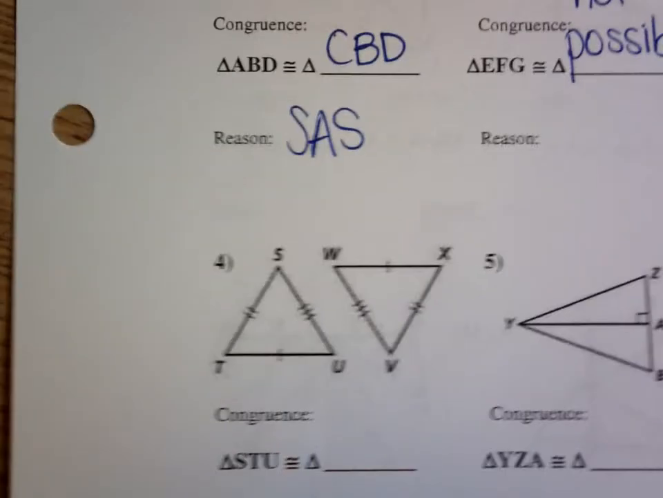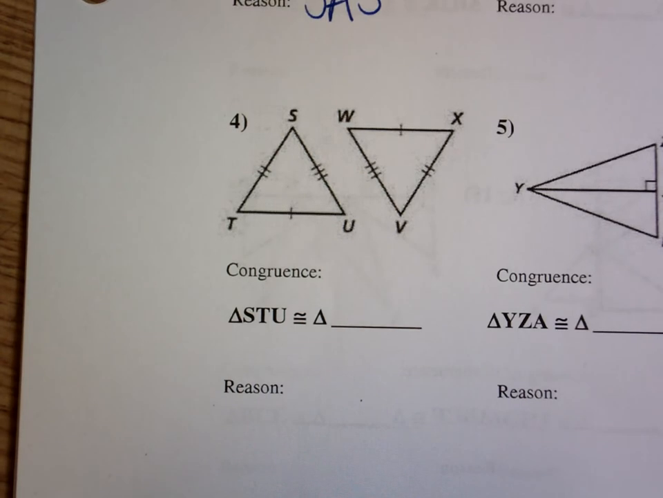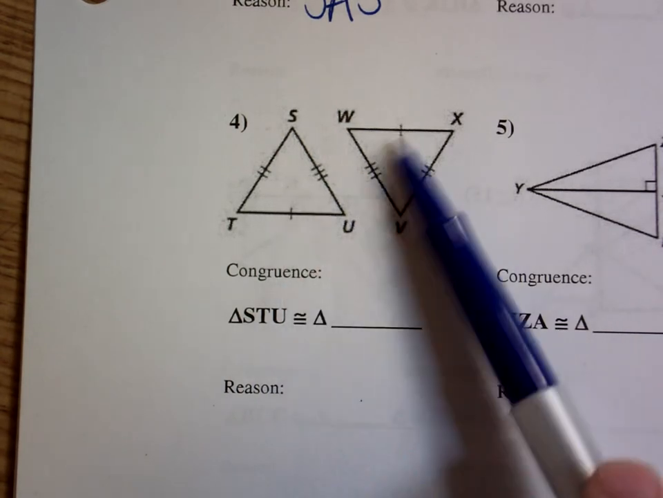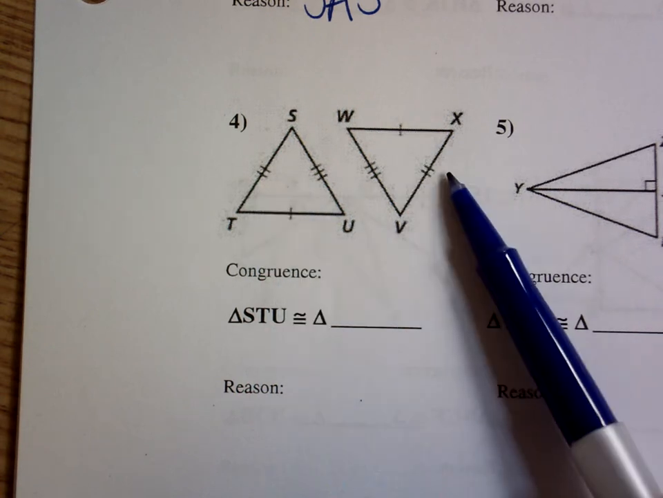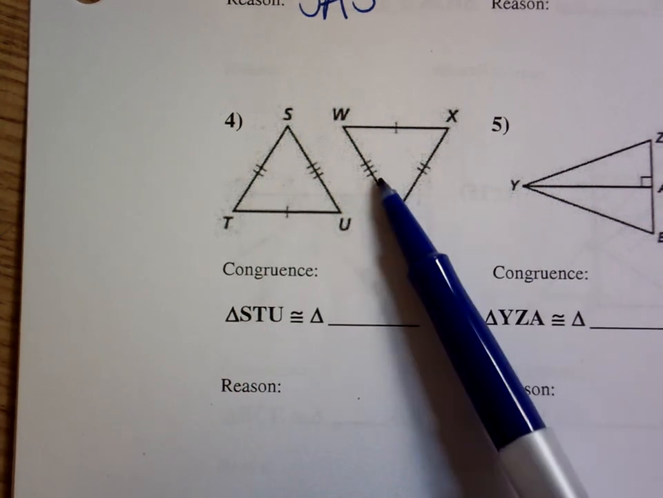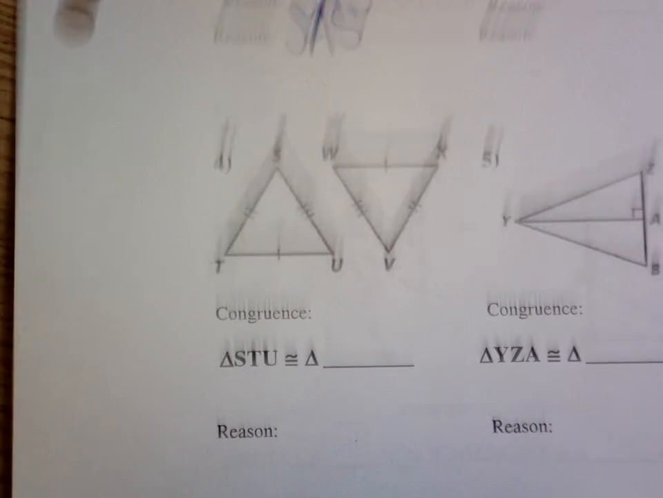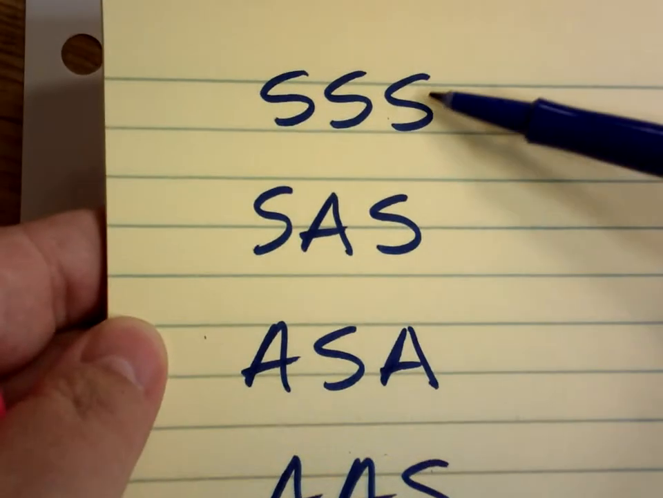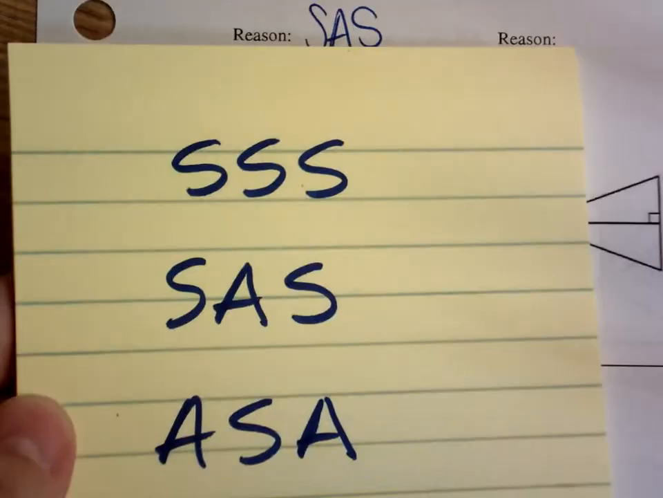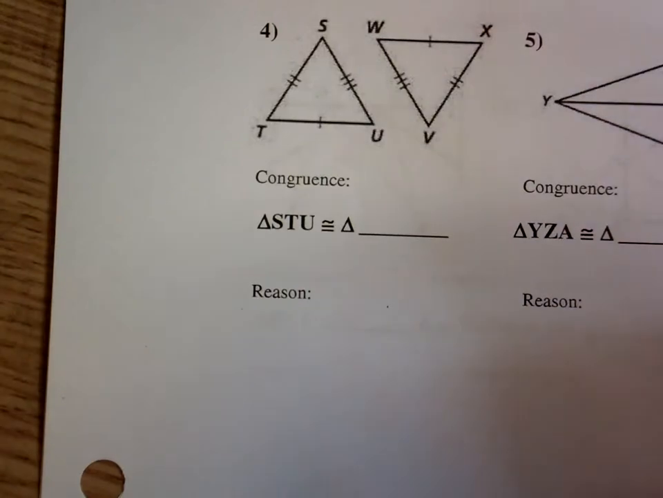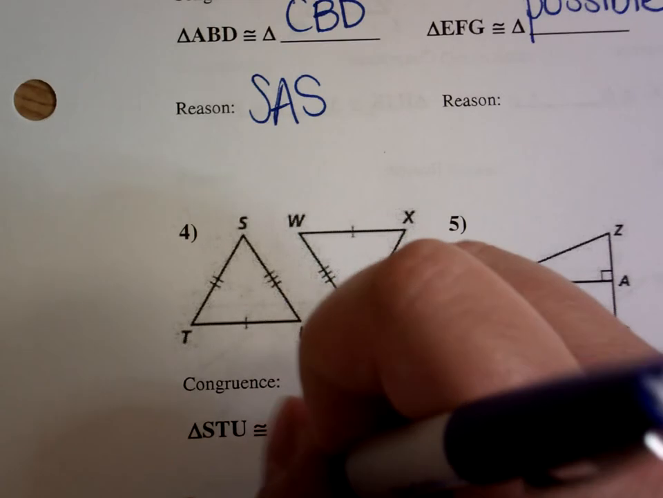Moving on to number 4. Number 4, I have 3 pieces of information. I have a pair of congruent sides TU and WX. I have a pair of congruent sides TS and XV, and a pair of congruent sides SU and WV. So they are congruent. The only one that has 3 pairs of congruent sides and no angles, because notice that I don't have any angle information here, so I'm not going to write anything that has an A, is side, side, side. Okay, so these are congruent by side, side, side.